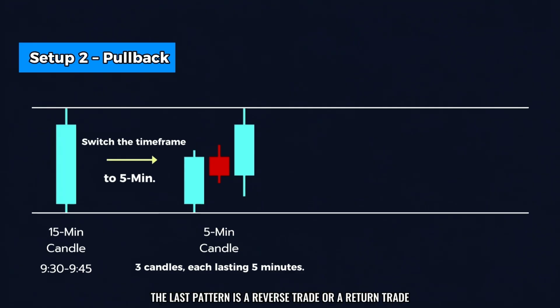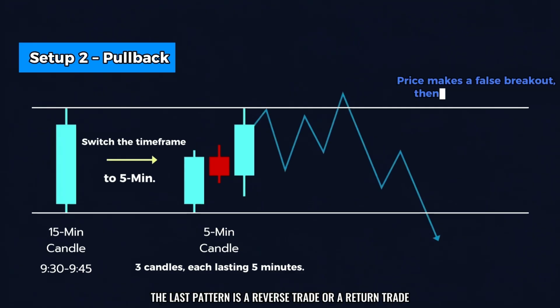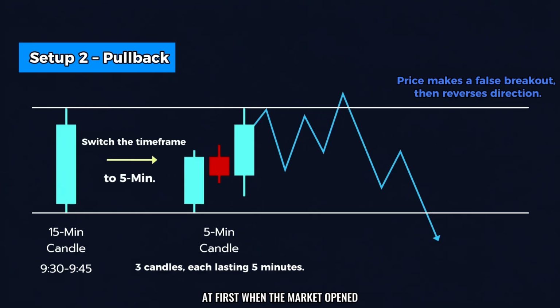The last pattern is a reverse trade or a return trade. At first, when the market opened, it was a big green bar. The price really broke out, but it's a fake breakout. The price goes up and down. Therefore, we can find the time to enter after the false breakout.